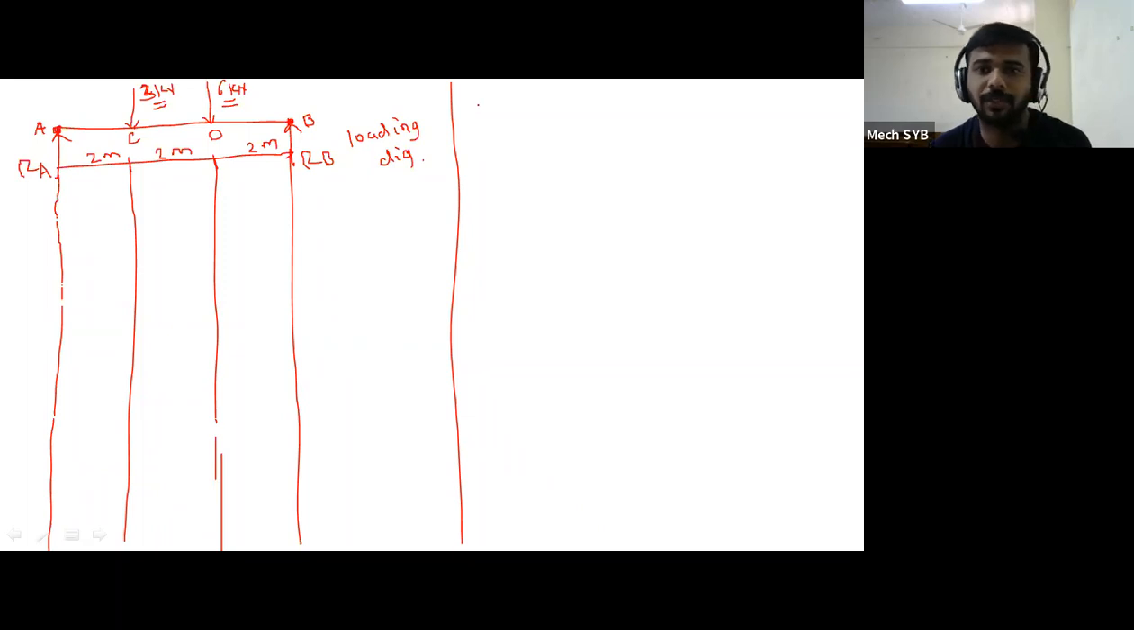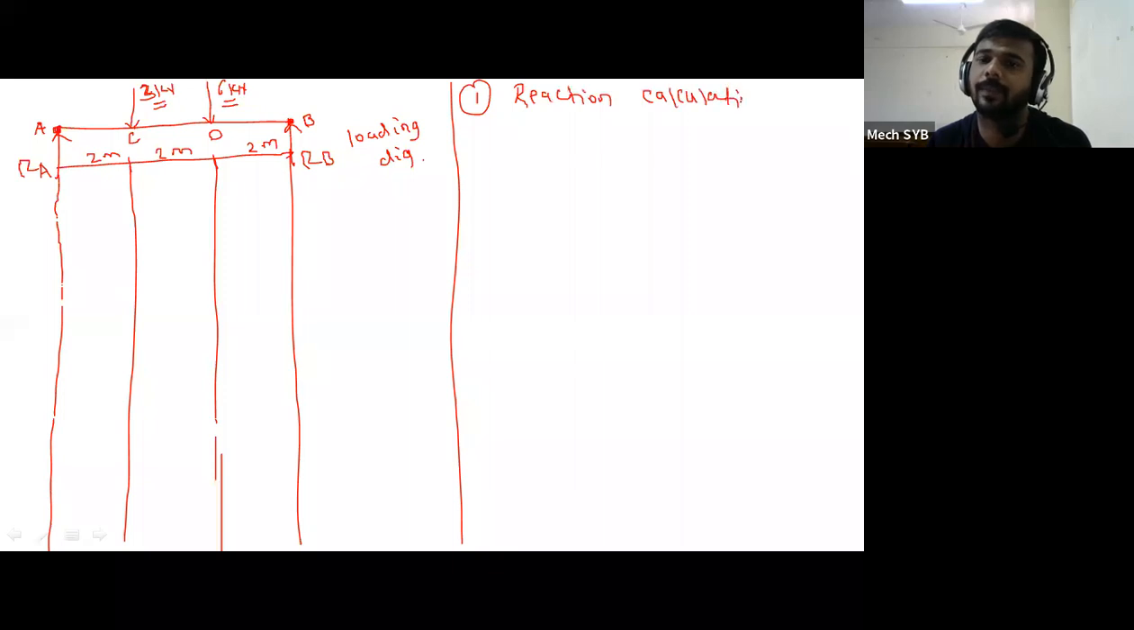Okay, so first put the heading: reaction calculation. Okay, so first requirement, if you see, total 4 forces are there. Out of that, the reactions are moving in upward direction. RA and RB both are moving in upward direction, and 2 loads are moving in the downward direction.